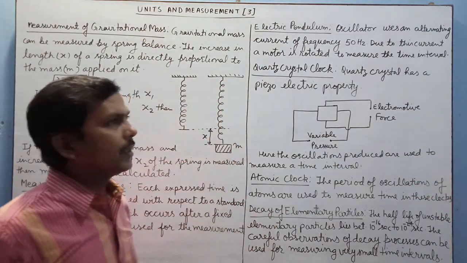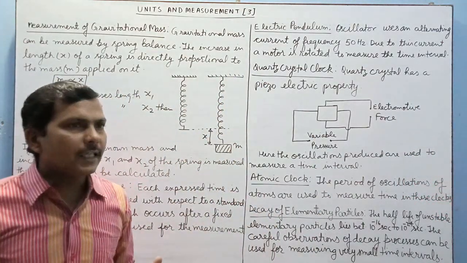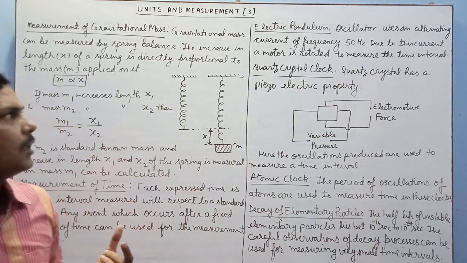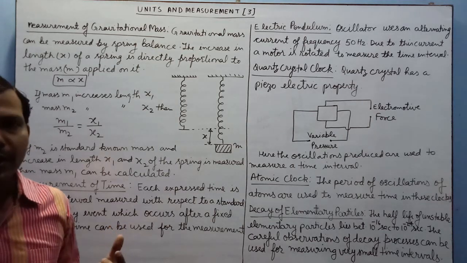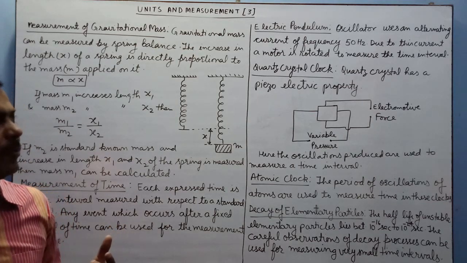One is the electric pendulum. The oscillator uses an alternating current of frequency 50 Hz. Due to this current, a motor is rotated to measure the time interval.